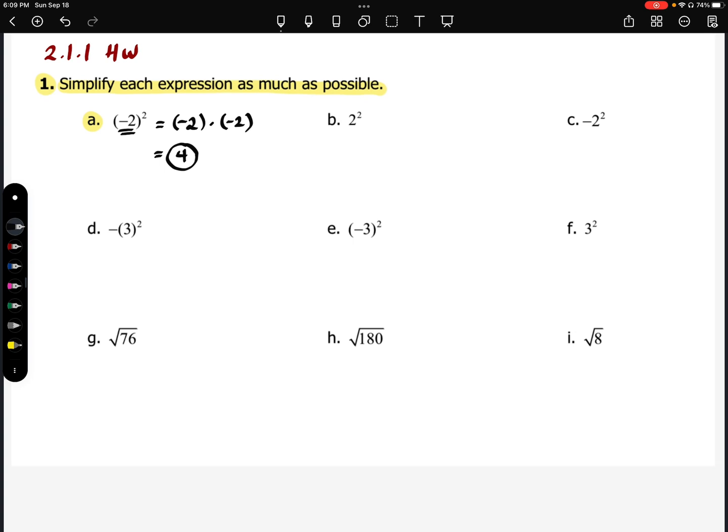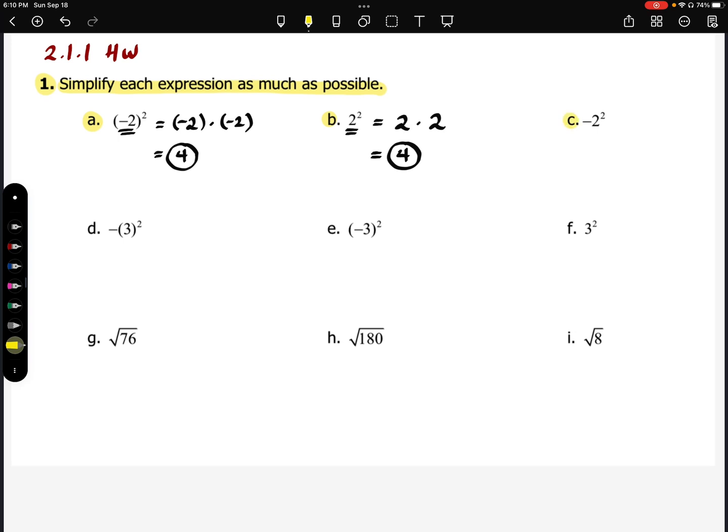Now when we look at letter B, B is saying 2 squared. So this simply means 2 times 2. Our base on this one is a +2, and then we know that 2 times 2 is going to give us 4. So we actually get the same answer for A and B, right? Because when we multiply a negative times a negative or a positive times a positive, we still get a positive.